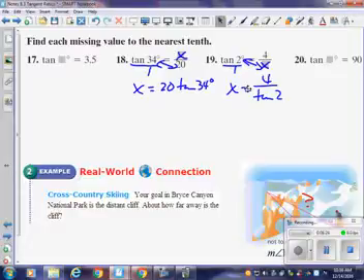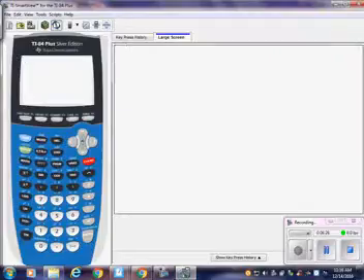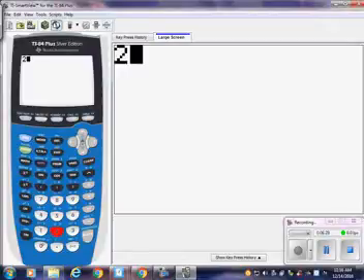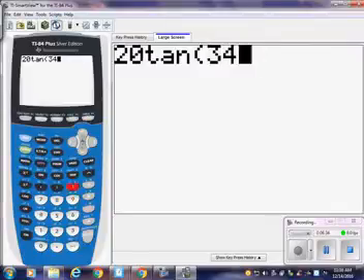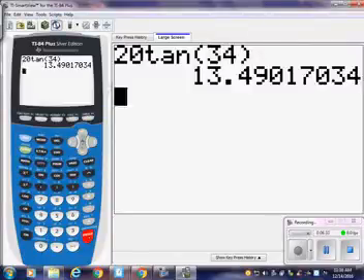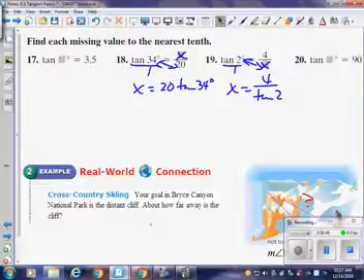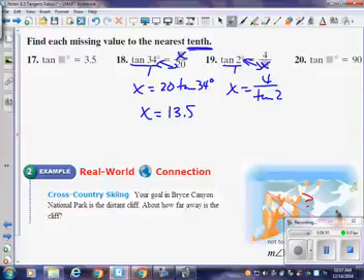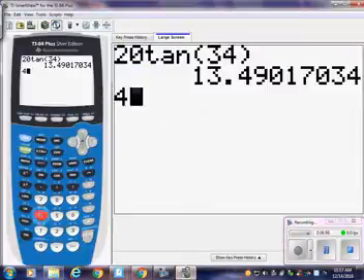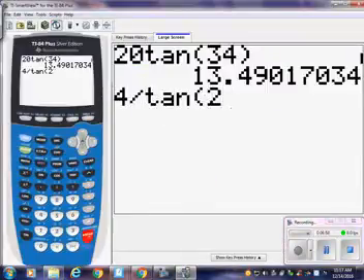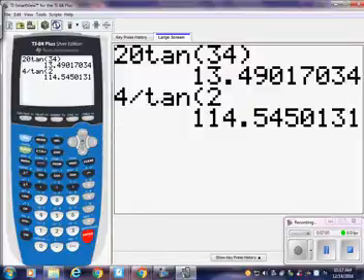So first of all, we're going to type tangent, tangent's button is right here next to the caret key, 34. We want to round this off. I think it said to round to the nearest tenth, so that'll be 13.5. Yes, it said tenth. Now we want to do 4 divided by tangent of 2. And that's 114.5.